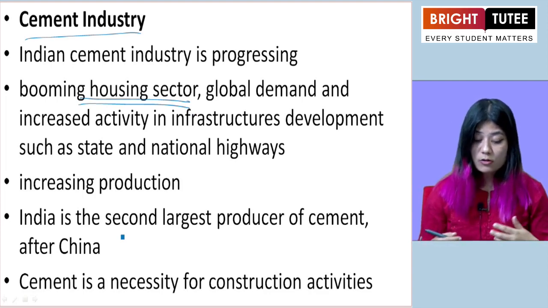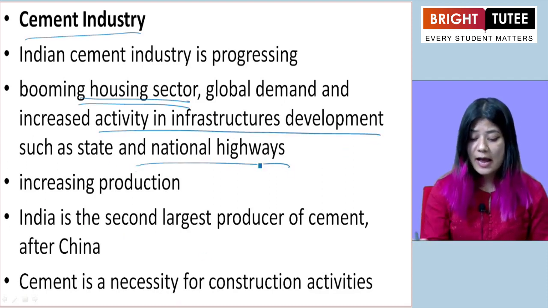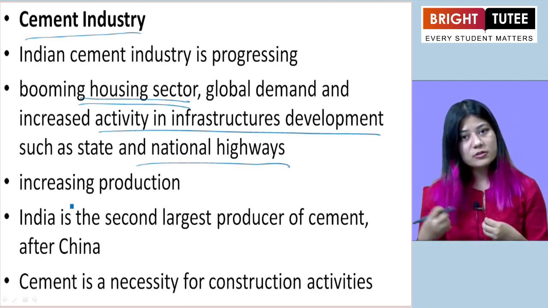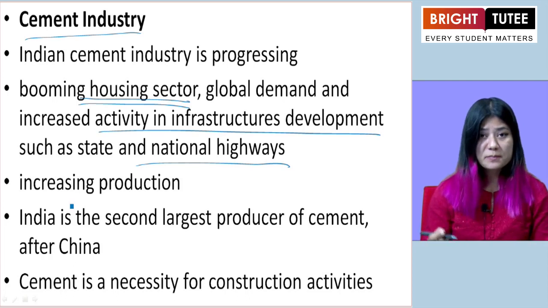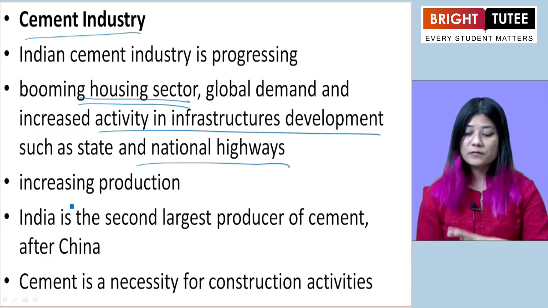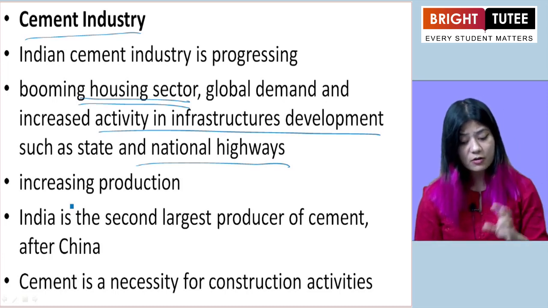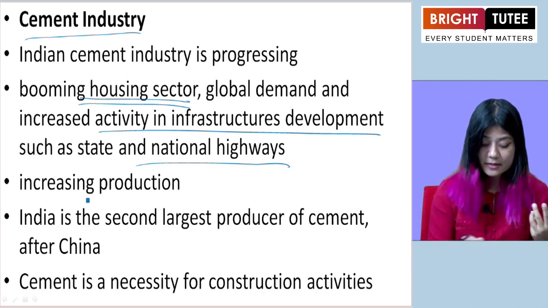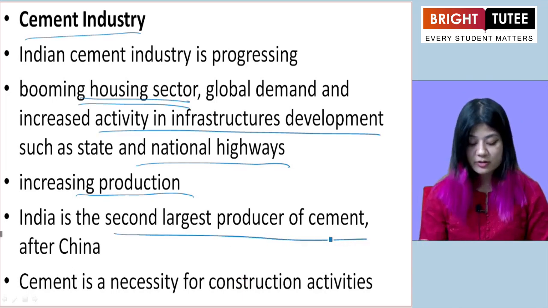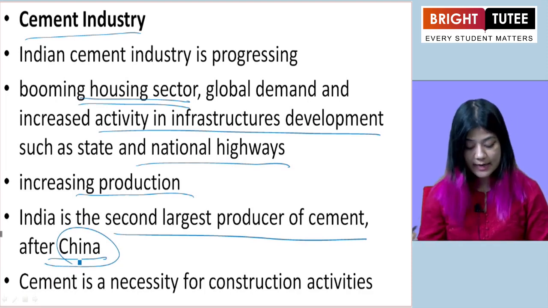There's also increased activity in infrastructure development such as national highways, state highways, roads, bridges, etc. That also leads to an increase in the demand for cement, because cement is used for the construction of these infrastructures and houses. Because of this demand, there's an increase in the production of cement. India, hence, is the second largest producer of cement in the world. The first is China, and India comes second.